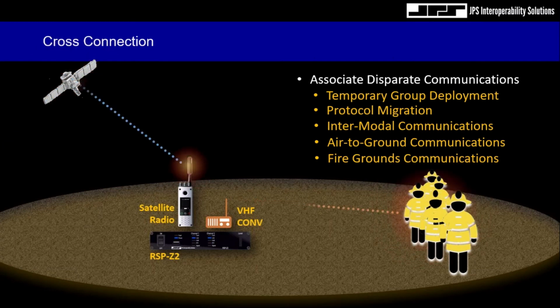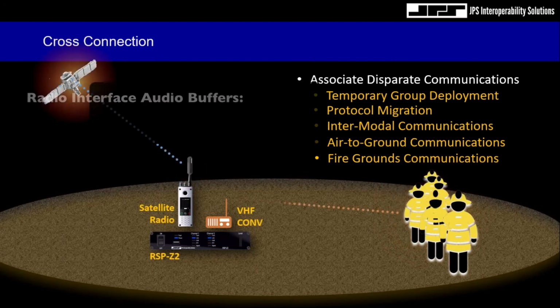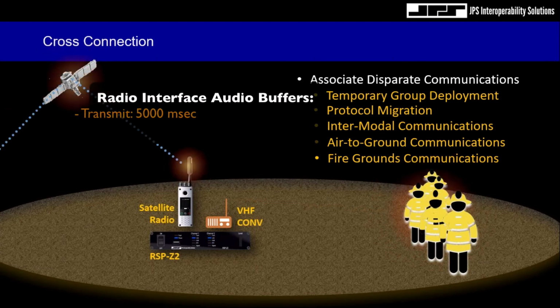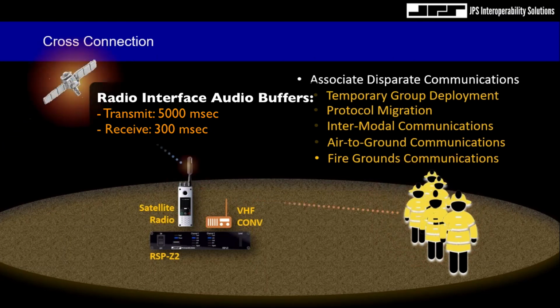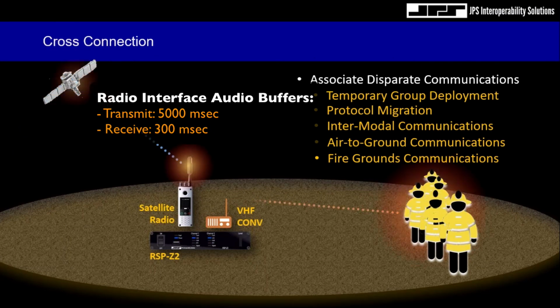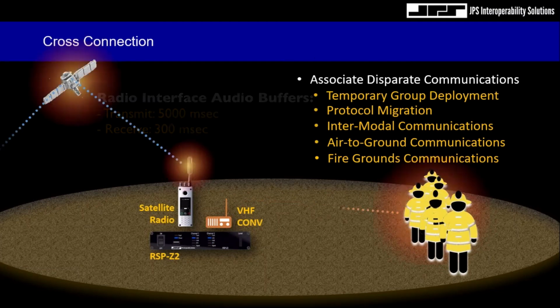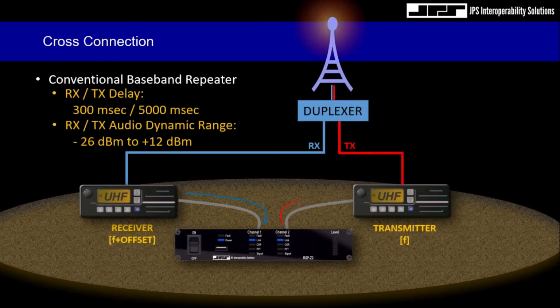And because the RSP-Z2 has a transmit and audio delay buffer that can store up to 500 milliseconds of audio, SATCOM process delays and free space propagation delays can easily mitigate the loss of the first few syllables or even words in a transmitted stream.